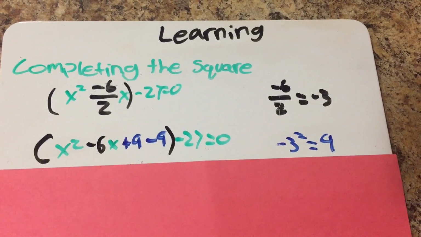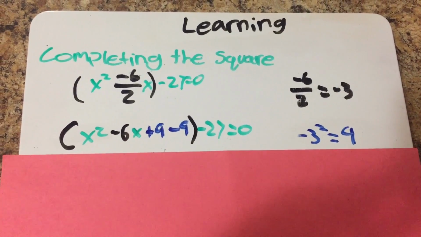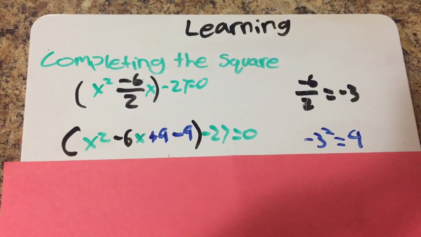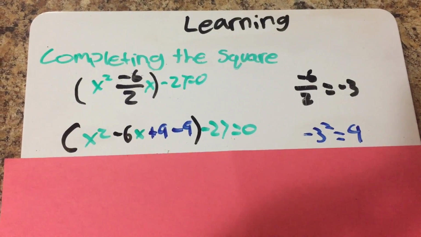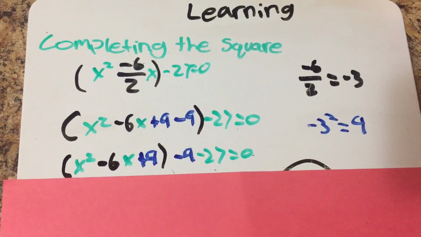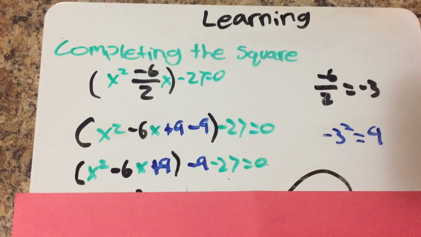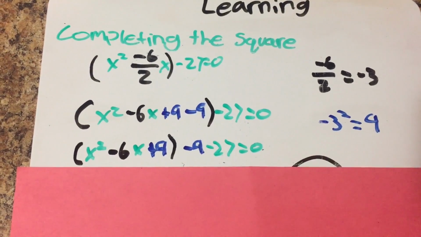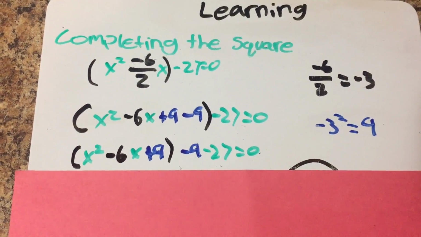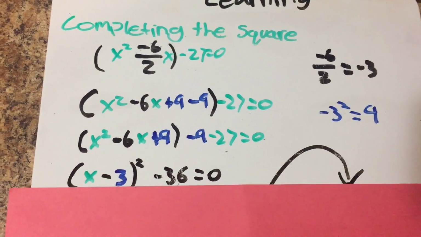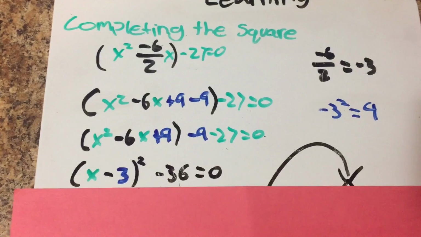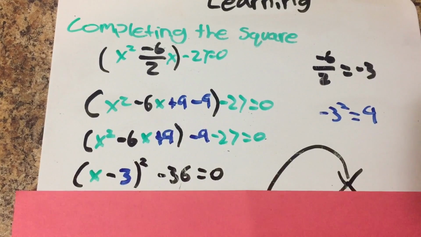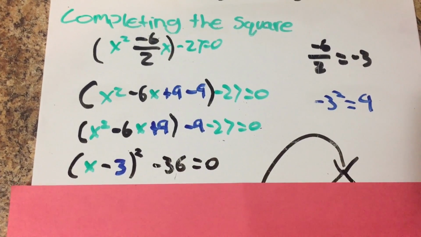Negative 3 to the power of 2 gives you 9. So you sub in plus 9 and minus 9 within the brackets, because plus 9 minus 9 gives you 0. X squared minus 6x plus 9 minus 9 minus 27 equals 0. Now you move the negative 9 outside of the bracket, and since you have no a value, you do not multiply it by anything. So you have x squared minus 6x plus 9 within the brackets, minus 9 minus 27 outside the brackets. So negative 9 minus 27 gives you negative 36. And x squared minus 6x plus 9 is a perfect square, so you get x minus 3 squared.